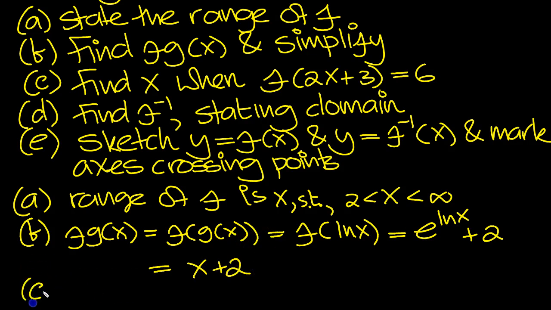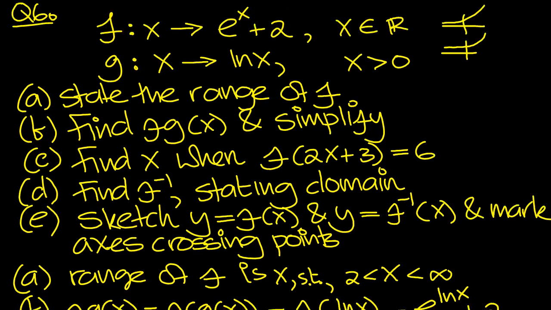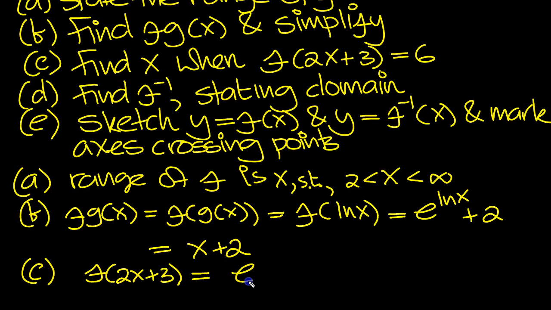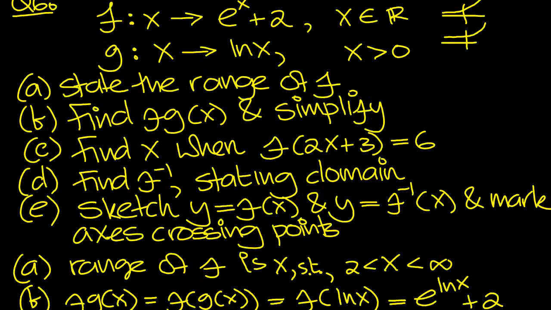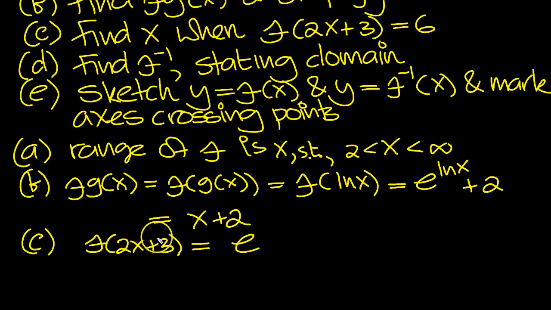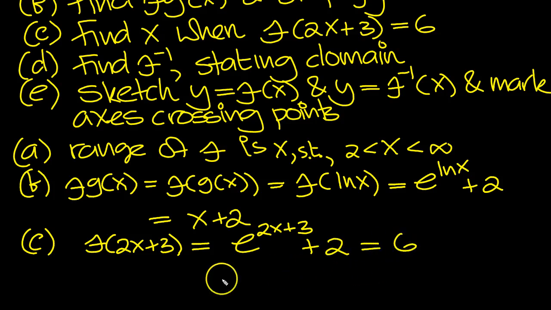Part C. Find x when f of 2x plus 3 equals 6. So f of 2x plus 3 then is equal to, so we know it's e to the x plus 2. Our something is this, so it's e to the 2x plus 3, plus 2, is equal to 6. So move the 2 over. E to the 2x plus 3 is equal to 6 minus 2, which is 4.